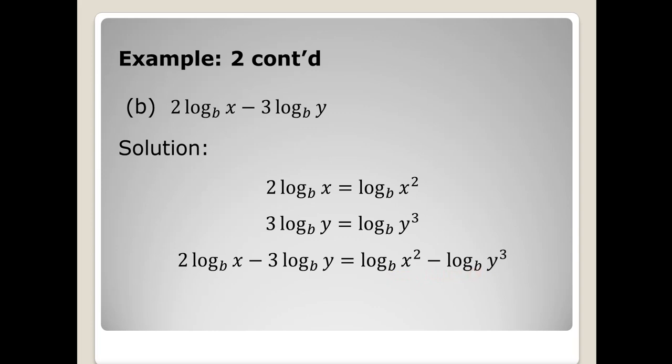Now, if we refer to the second rule, if we have a negative sign here, minus sign, then these numbers should be divided by each other. And this log will be log x squared divided by y to the power of 3 to the base b. So here we have combined the two logs in one log. So this is the way we do that.